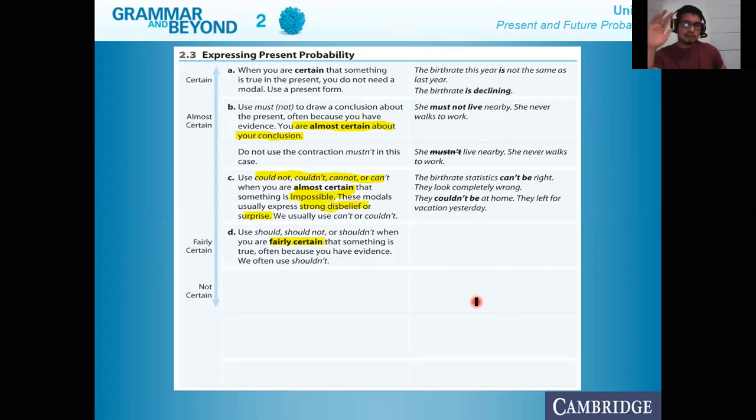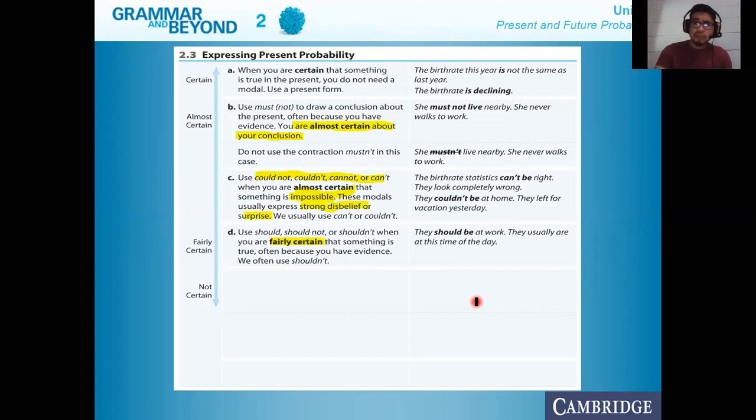Here we're talking about probably 70 or 60% that you're sure about something. But in this case, we need the evidence, like in the other cases. Let's see the example to see it better. They should be at work. They usually are at this time of the day. The evidence we have to say they are probably at work is that at this time of the day, every single day, according to the schedule, they are at the office, at school, at a certain place they work, doing their duties. So in this case, it's fairly certain.